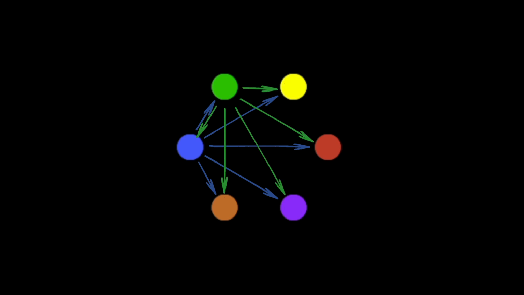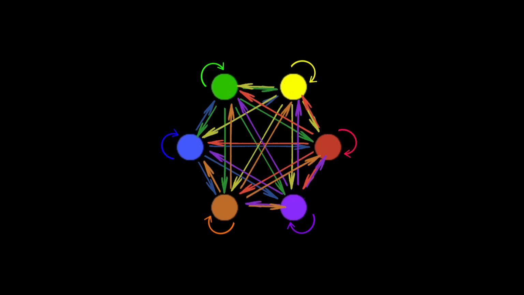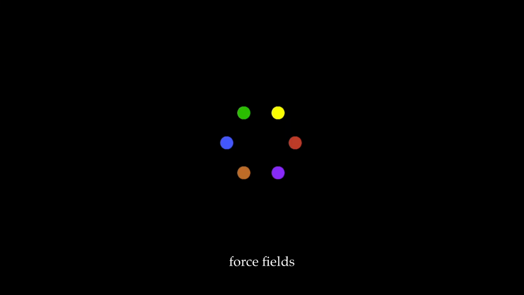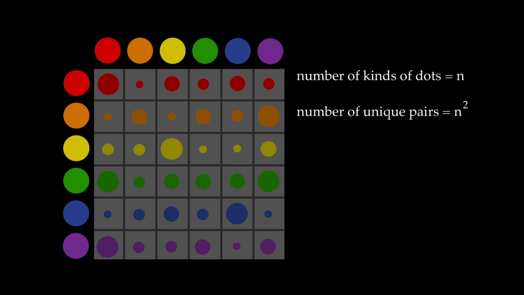Now imagine that there are six kinds of dots of different colors. Each kind of dot has associated attractions or repulsions to all the other kinds of dots, including its own kind. These are force fields, and they cause dots to attract or repel when they get near each other. These forces can be weak or strong. So if there are six kinds of dots, then there are 6 times 6, or 36, unique kinds of force fields, all acting in unison.